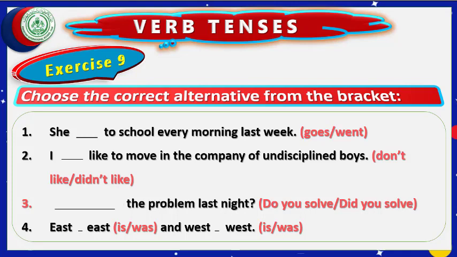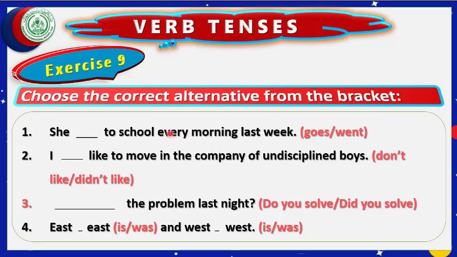First of all, we shall read the instructions to understand what we are set to do. Instructions are: choose the correct alternative from the bracket. Two options are given for each sentence. We have to decide which one is the correct one. Let us start from number 1. We dash to school every morning last week. In bracket it is given goes, went. How shall we decide? We are given goes, we are given went.